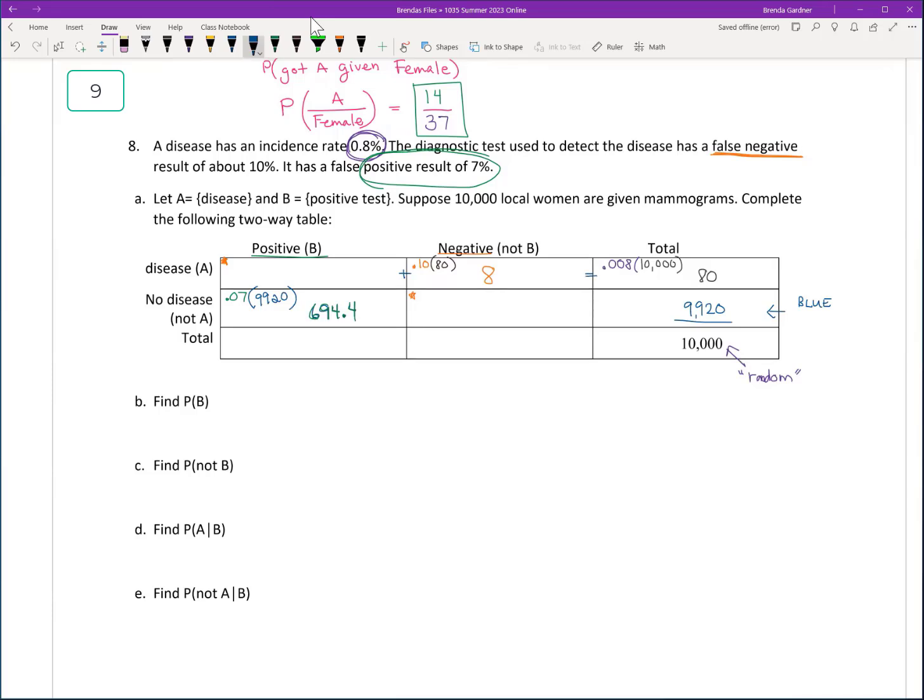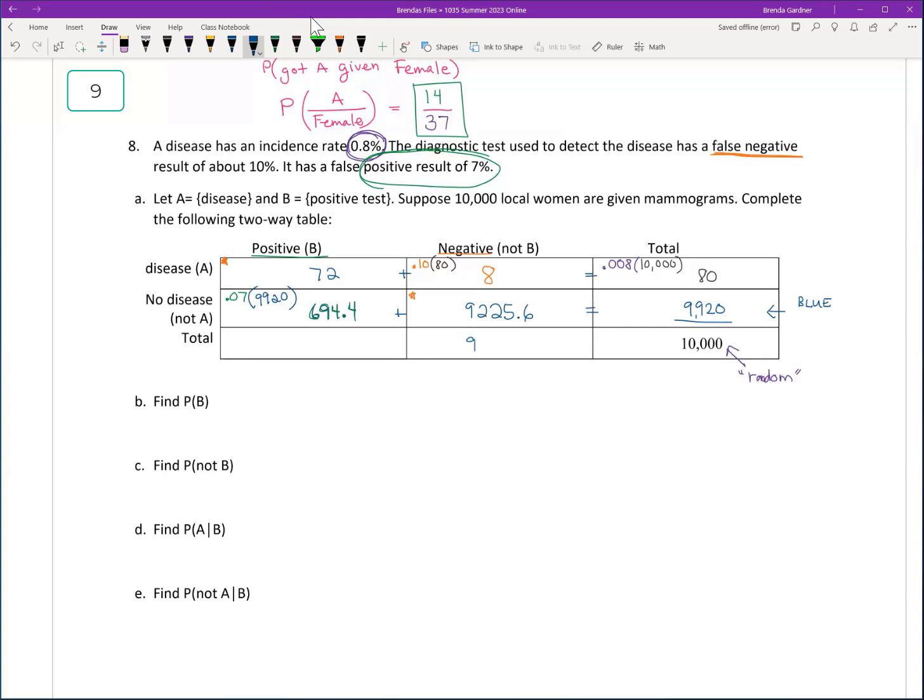So that's going to be 72. If I add across, I should end up with 9,920. So I'm going to take 9,920 minus the 694.4 to get that middle number on my table, which is 9,225.6. Add down. So since I already have that 9,000 in my calculator, I'm going to add 8 to it.